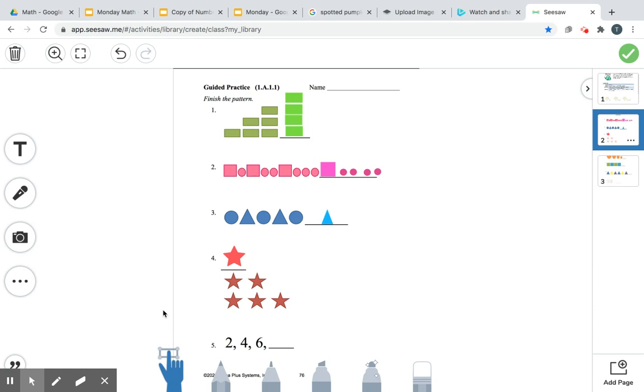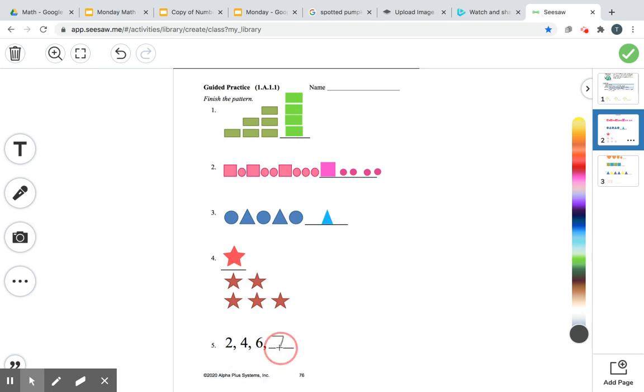All right, now the very last one. Remember how I'm always telling you that numbers are just patterns. Counting is patterns. Math is nothing but patterns. Well, guess what? We have a number pattern. We had two, we skipped three. We had four, we skipped five. We have six. What comes next? You got it. Seven comes next. So that, my friends, is our pattern today.